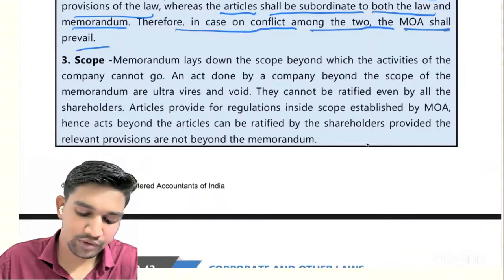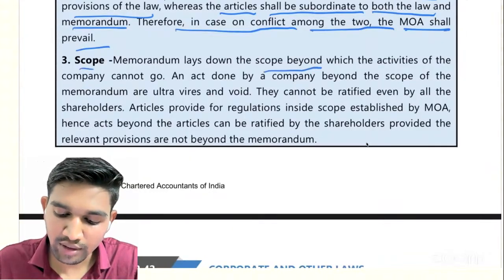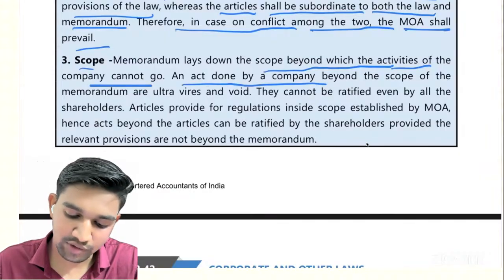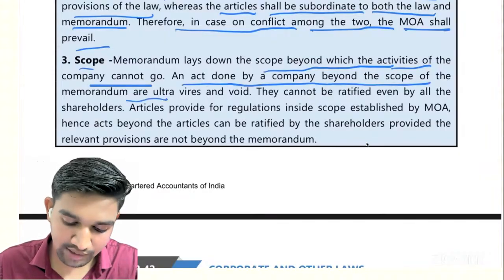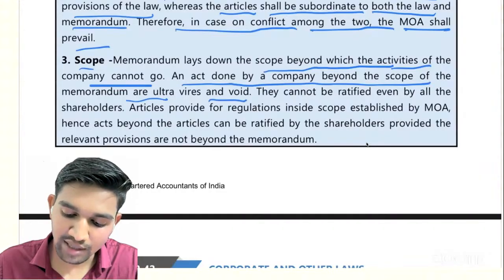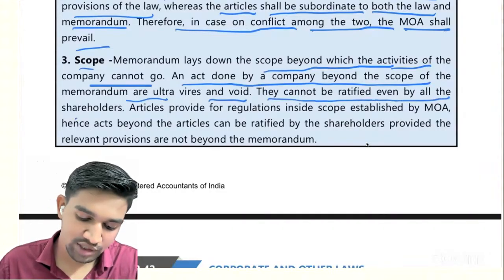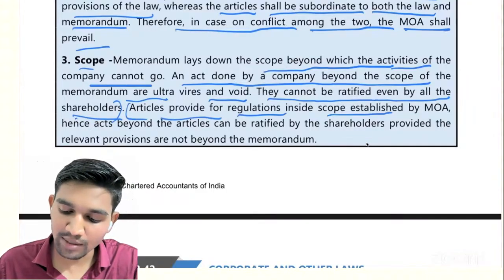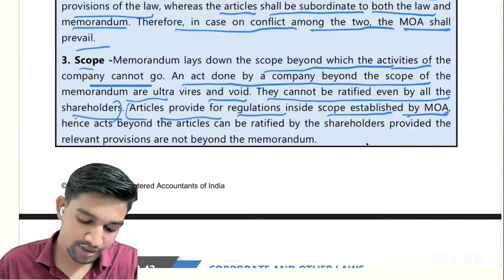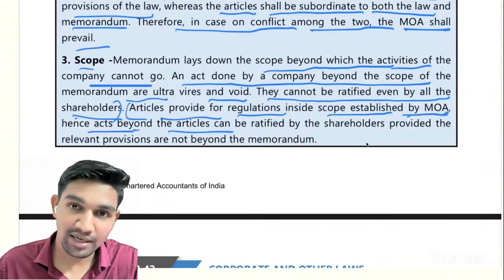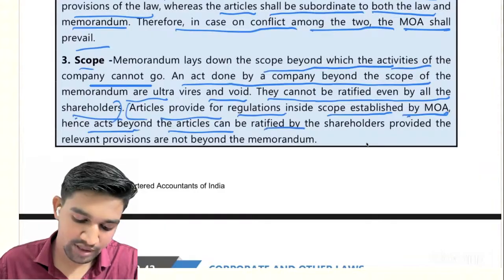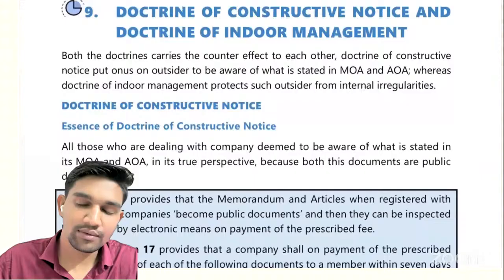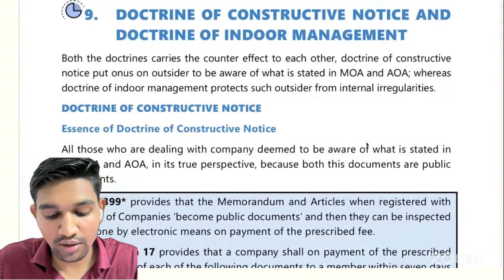Okay. Now, scope. The memorandum lays down the scope beyond which the activities of the company cannot go. Acts done by a company beyond the scope of the memorandum are ultra vires and void. They cannot be ratified even by all the shareholders. Articles provide for regulation inside the scope established by MOA. Hence, acts beyond the articles can be ratified by the shareholders, provided the relevant provisions are not beyond the memorandum. Now, here we will see two important things and trends.